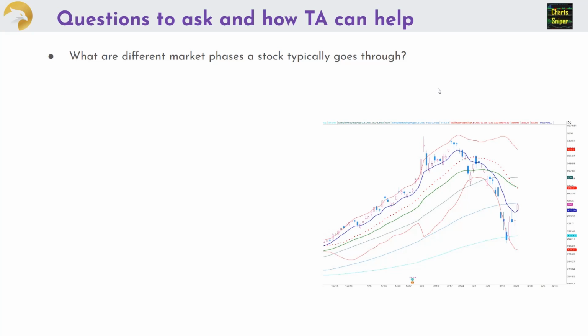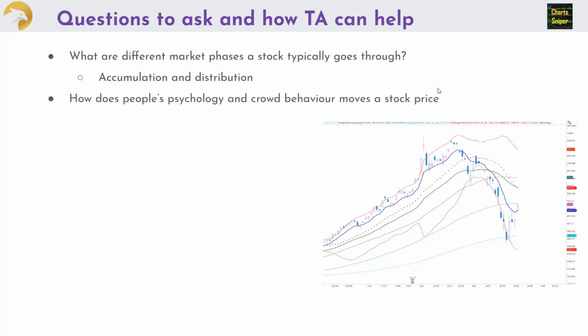So how does technical analysis help? For example, what are the different market phases a stock typically goes through, like accumulation, distribution? Some people say the market is consolidating, some people say the market is bullish or bearish. Some of these concepts are very important to understand. Looking at a market at a very high level, you can take the S&P 500 or Nasdaq, these major indices which cover most of the stocks that are being traded. When you look at the chart, you can tell where accumulation is happening and where distribution is happening. That will help you analyze the phase of the market.